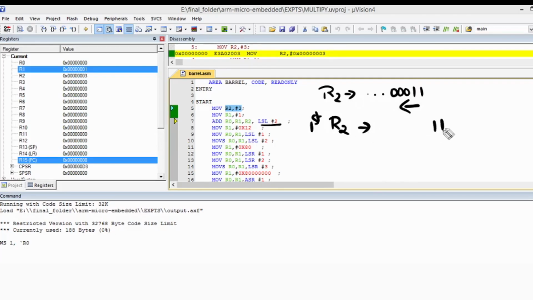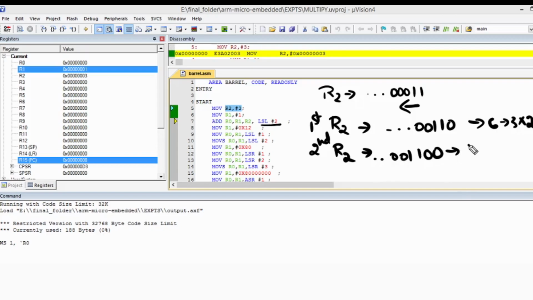It will be nothing but 110, which is 6, because we are performing 3 into 2 since it is logical shift left. And the second time, what will happen to the value of R2? It will be 12, because it is similar to performing 3 into 2 into 2. So in this situation, we got that R2 value is actually 12. I'm writing 12 in decimal. This should be added with R1 content.